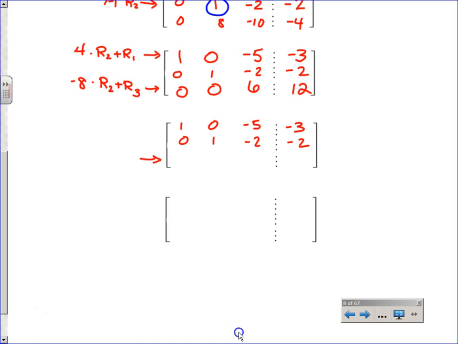How do we always get 1s? Get the system down. You don't have to be creative. How do you get a 1? Divide. Or multiply by the reciprocal. You see it? If some of you want to think about it, technically this is 0x plus 0y plus 6z is 12. Of course you divide by 6 to get 1z. Divide by 6, divide by 6, there's still 0. Divide by 6, 1. Divide by 6, it's 2.